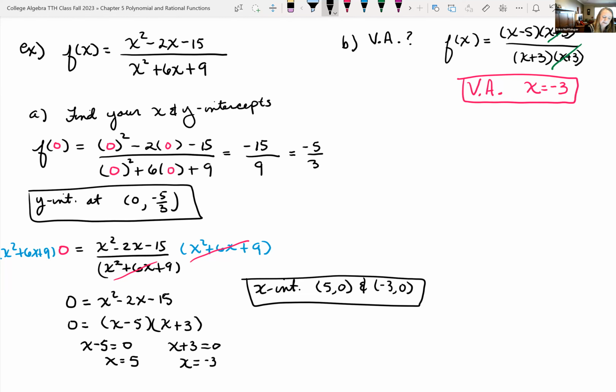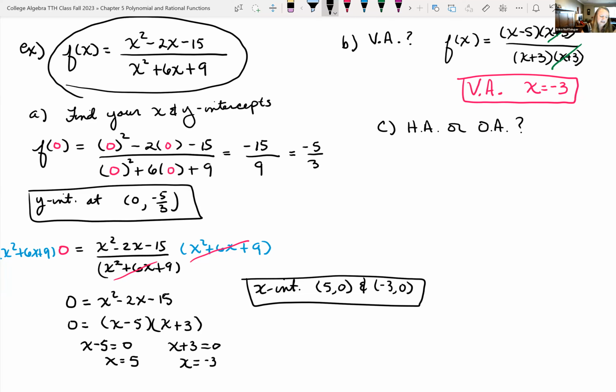Now looking to see about a horizontal asymptote or slant asymptote, or oblique asymptote. That has to do with the degree of our numerator and denominator. Again, looking at this, they're both the same. The degree in the numerator and denominator are both 2. And so I look at the leading coefficient of the numerator, which is 1, divided by the leading coefficient of the denominator, which was 1. So we have a horizontal asymptote at y equals 1.